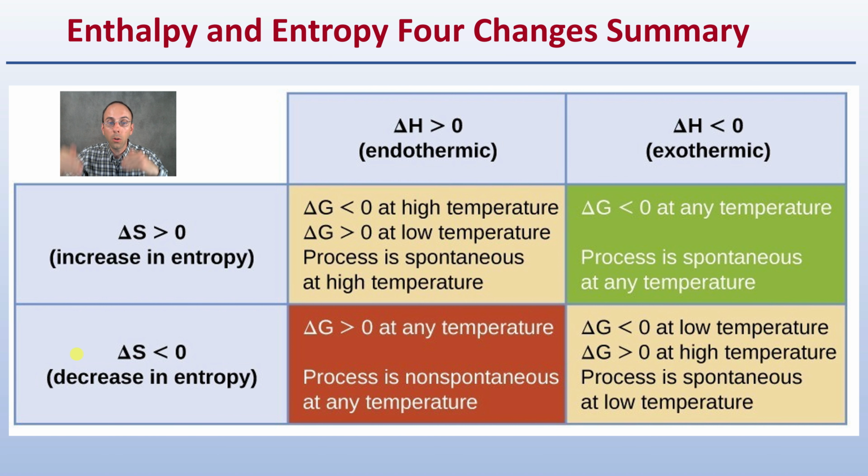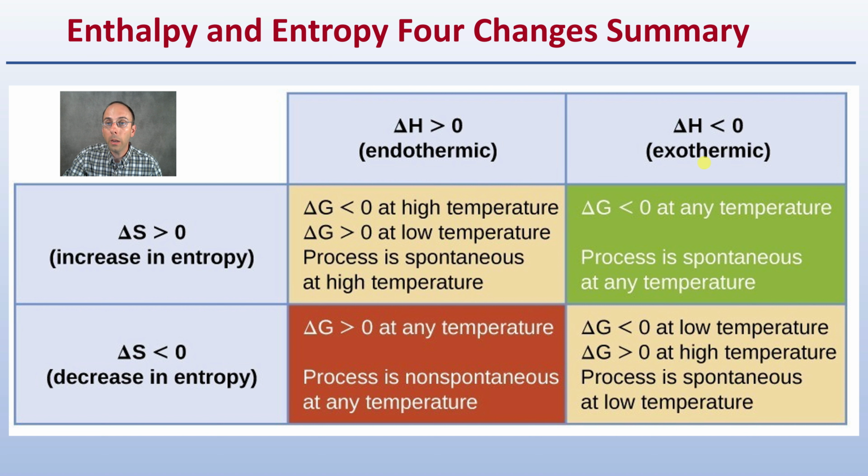So if we line these two up, what are we noticing? When we have an endothermic reaction and an increase in entropy, delta G will be negative at high temperatures and positive at low temperatures. So in this example, this will be a spontaneous reaction only when temperatures are elevated or high. Now, if we have an endothermic reaction but a decrease in entropy, delta G will be positive at any temperature, and this process is not spontaneous at any temperature. It's going to require energy input in order for it to occur.